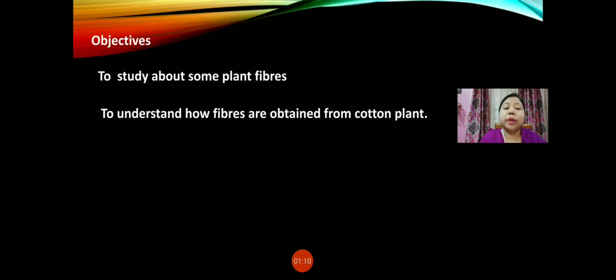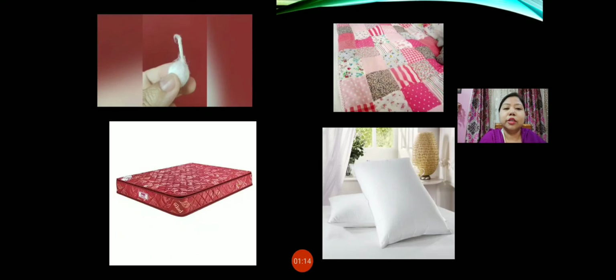Now let us look at the objective of today's class. After today's class, you'll be able to understand some plant fibers, and how fibers are obtained from the cotton plant and the jute plant.